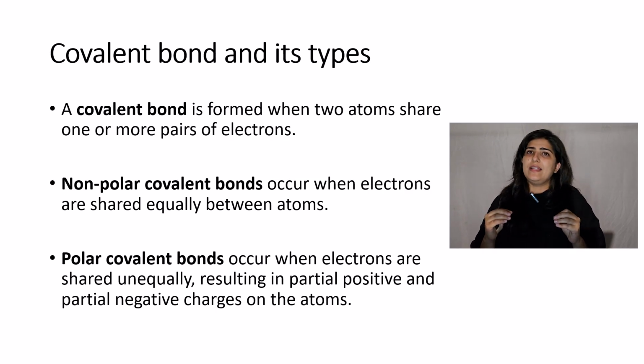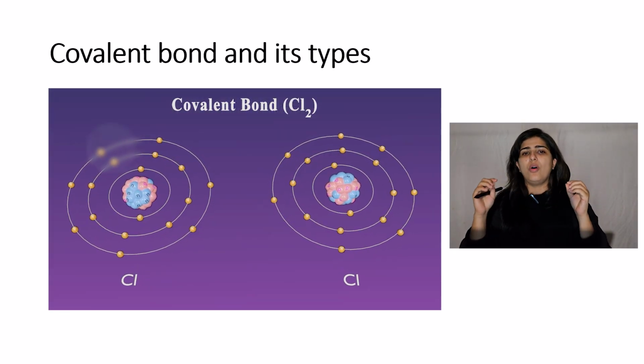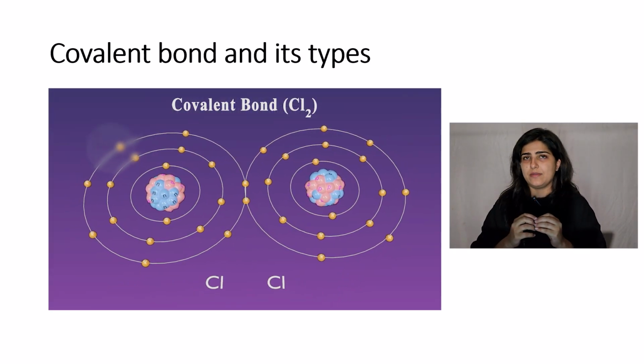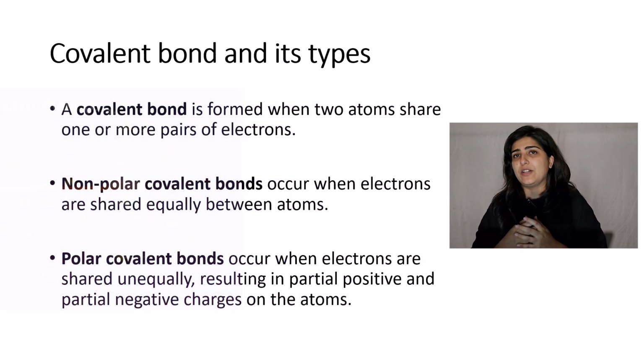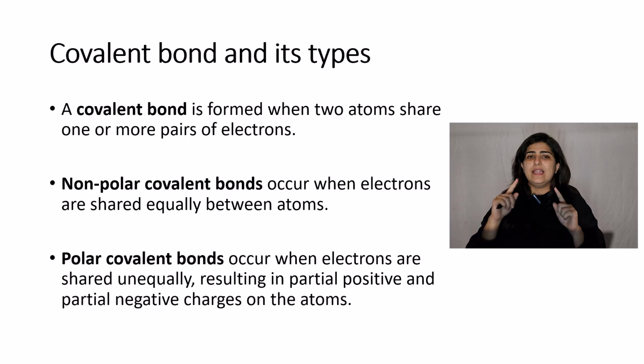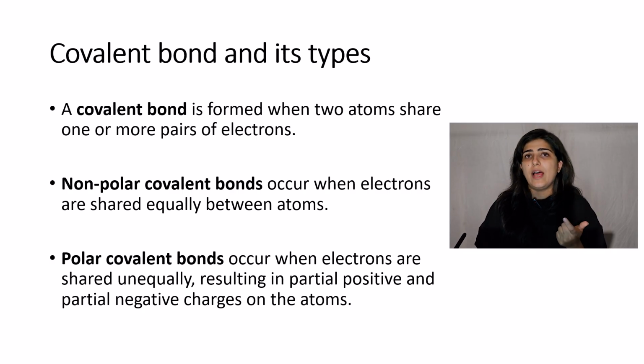Now, a covalent bond is basically a type of chemical bond which forms when two atoms share one or more pairs of electrons. They're able to form this bond when there is sharing of pairs of electrons to attain stability. Now, there are majorly two types of covalent bonds. It can be either a non-polar covalent bond or a polar covalent bond. First, let us talk in detail about the non-polar covalent.